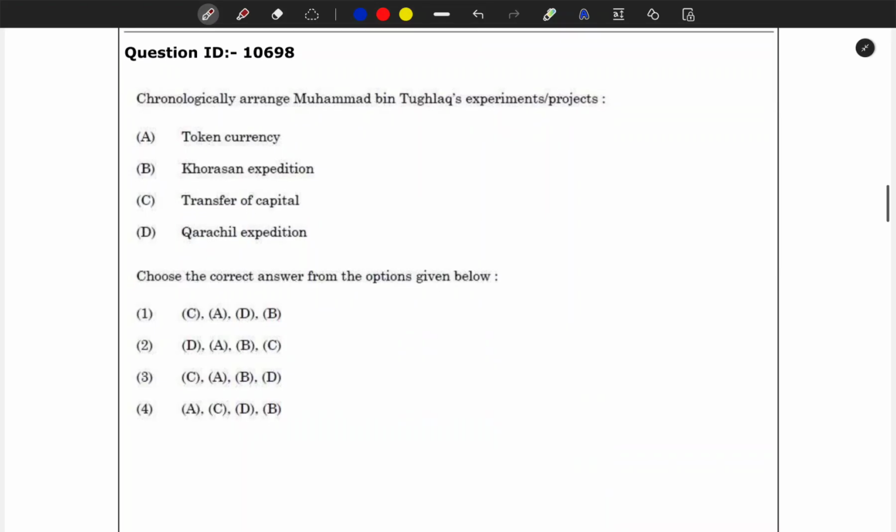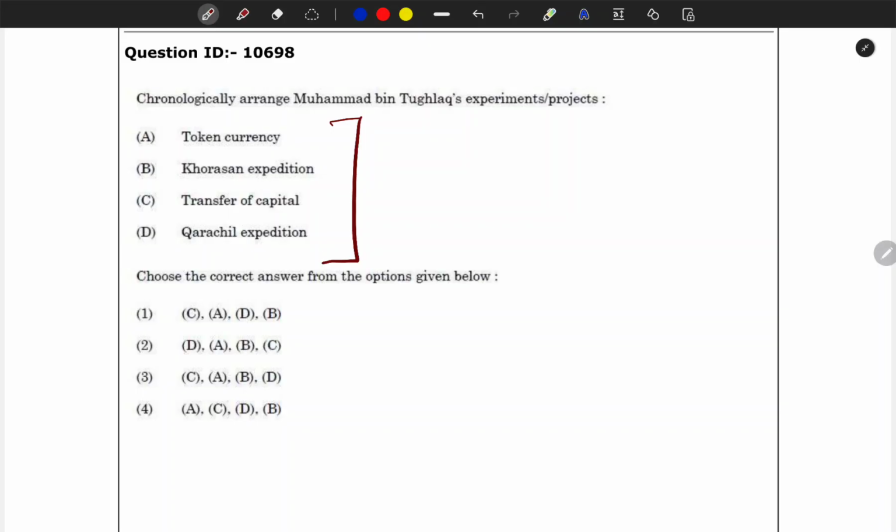Next question is: chronologically arrange Muhammad bin Tughlaq's experiments and projects. When I was attempting this paper, I attempted this question, but I was not sure which thing happened first.